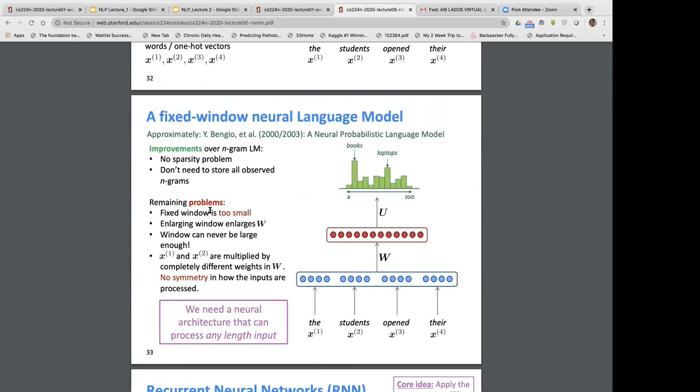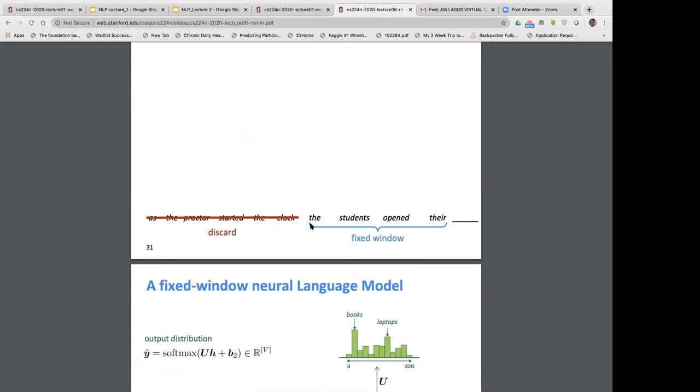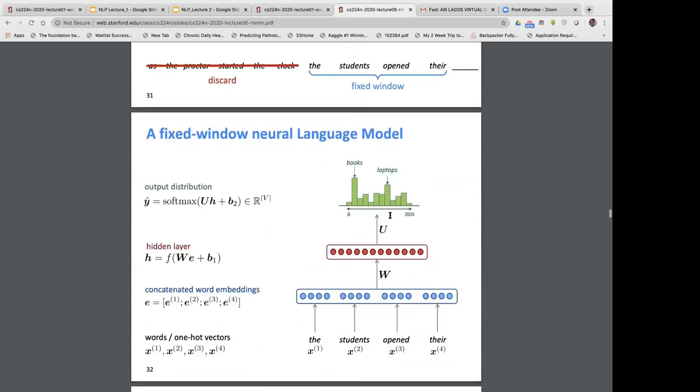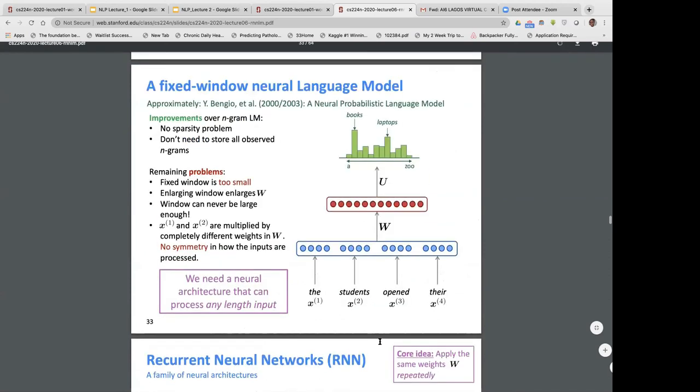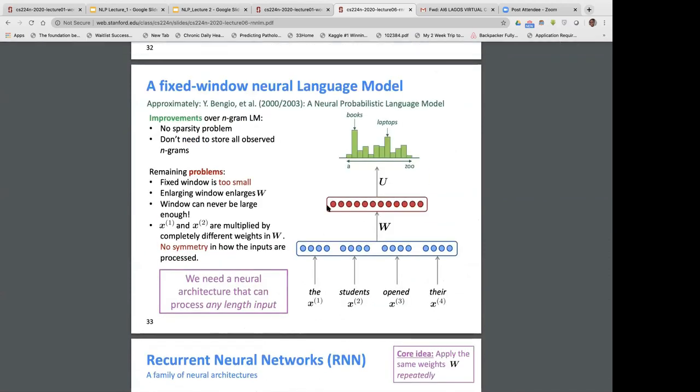But the problem is that if your fixed window is too small, like if you go back to this example, you see that the model is still predicting books instead of exams, as it should, because the fixed window is small. With neural language models, your fixed window is still small. And if you enlarge the window size, the window can never be large enough. It can never, ever be large enough. And another important problem is that the weights that you learn for your inputs are different.